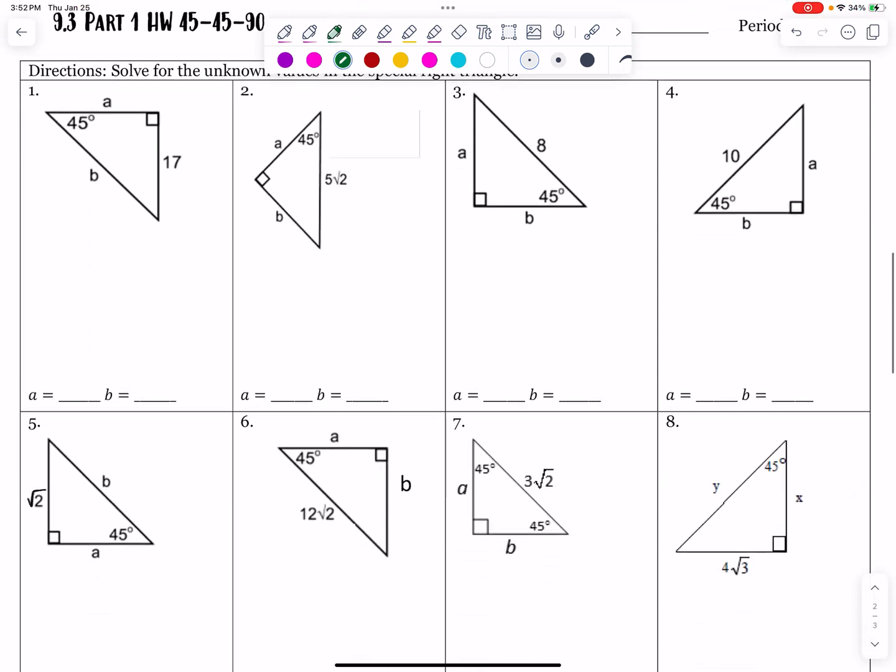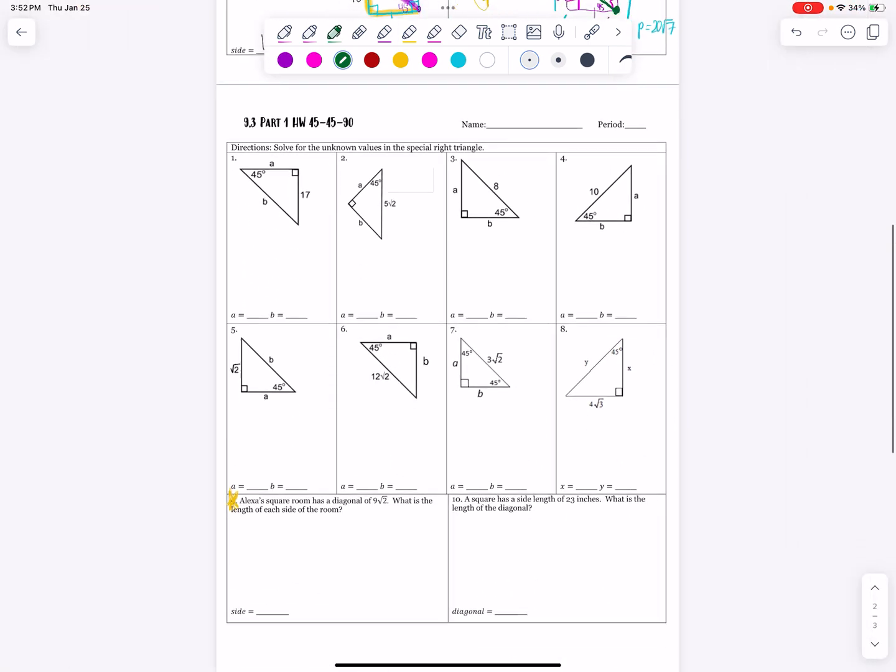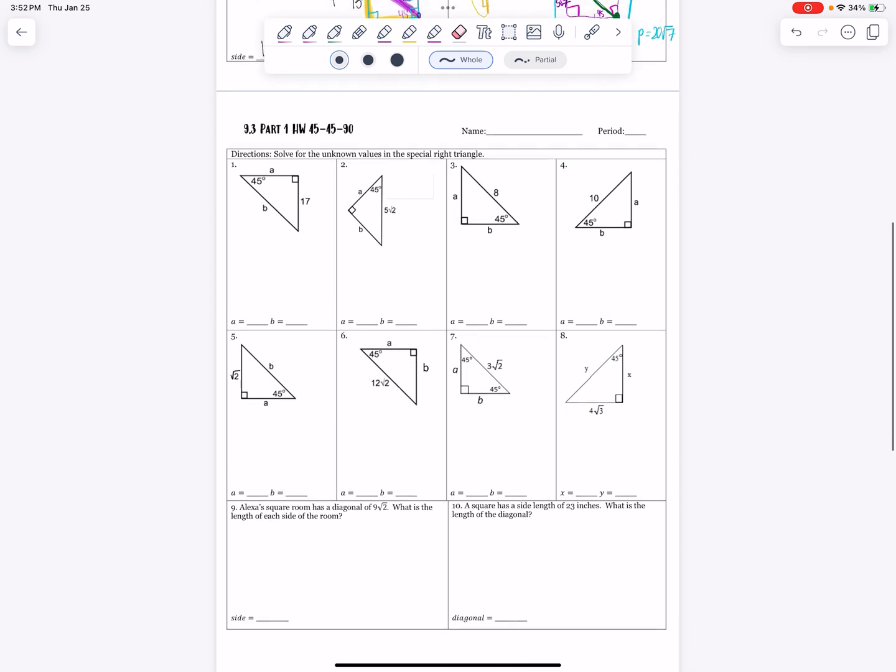All right, your homework is that back page. Again, those have got some word problems at the bottom. You can draw some pictures for those, and we will check that tomorrow in class.